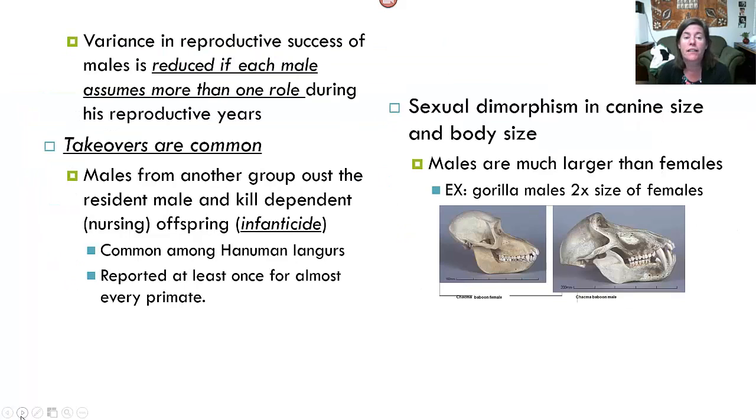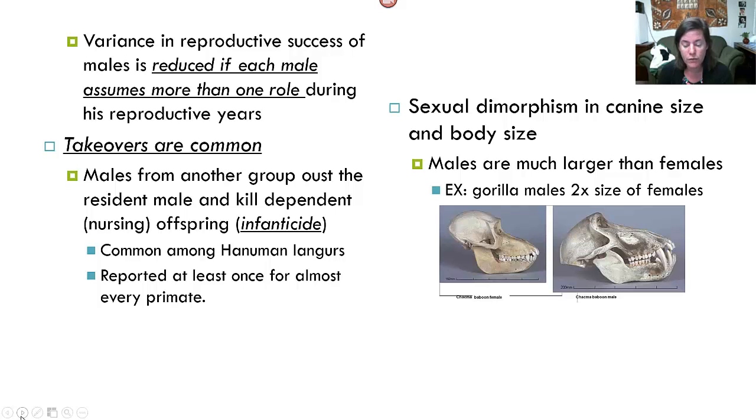The variance in the reproductive success of these males who participate in a polygynous social system will be reduced if each male assumes more than one role during his reproductive years. That is, if some years you're in an all-male bachelor band and other years you're in a single-male multi-female band. If the role that you take, the type of social group you're in, changes over your lifetime, the variance in the reproductive success between males will also be reduced.